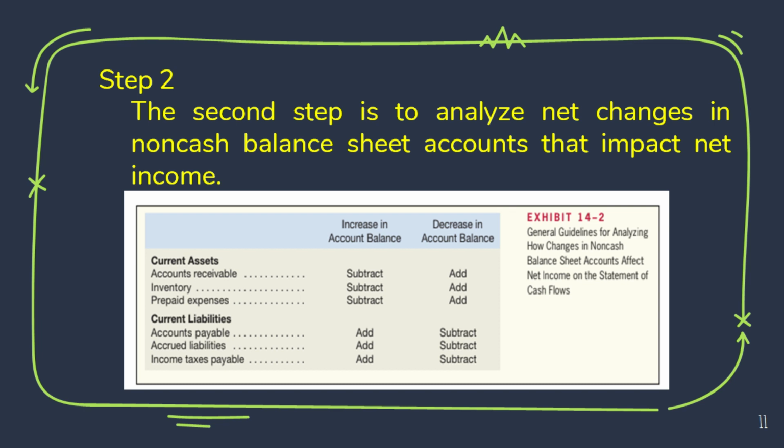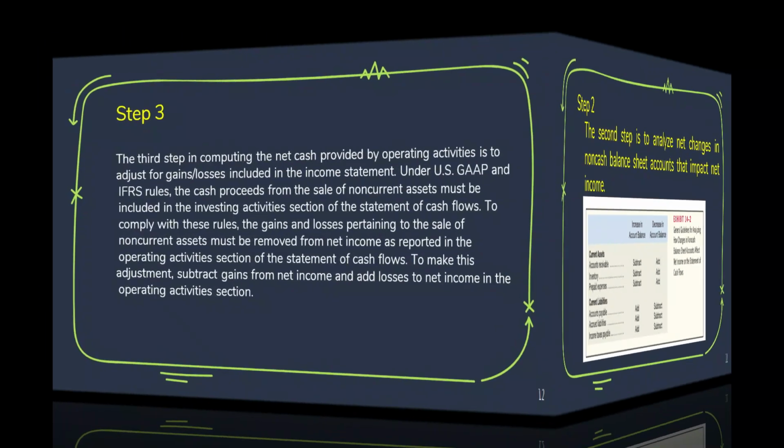The inventory and accounts payable adjustments translate cost of goods sold to cash paid for inventory purchases. The prepaid expenses and accrued liabilities adjustments translate selling and administrative expenses to a cash basis. The net income taxes payable adjustment translates income tax expense to a cash basis.